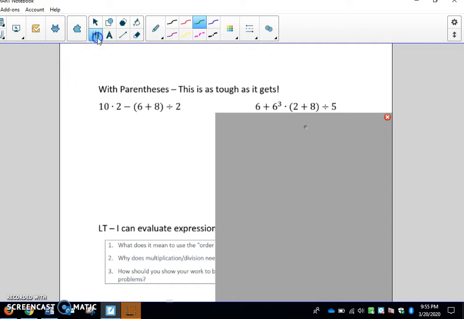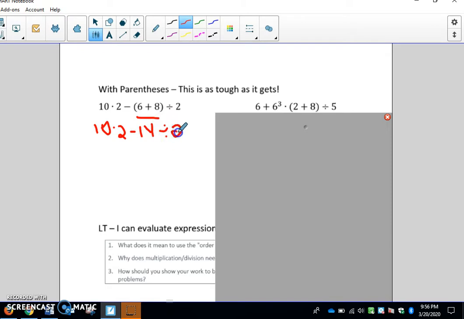So let's talk about this last example here, an example with parentheses. Parentheses means I have to do the parentheses first. And if there's a lot of things in the parentheses, I have to do all of those things first. I still have to follow order of operations inside, but in this case I just have adding. So I'm going to do 6 plus 8, which is 14. Then I'm going to copy everything else over in my expression: 10 times 2 minus, there's my 6 plus 8, which is 14, then divided by 2.